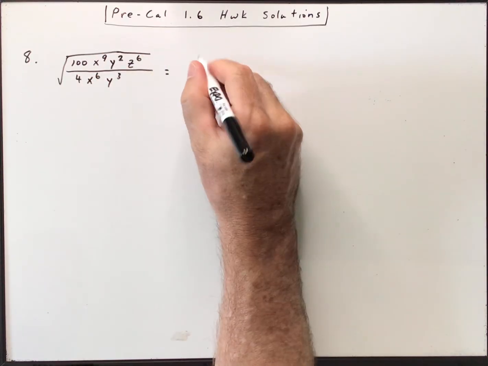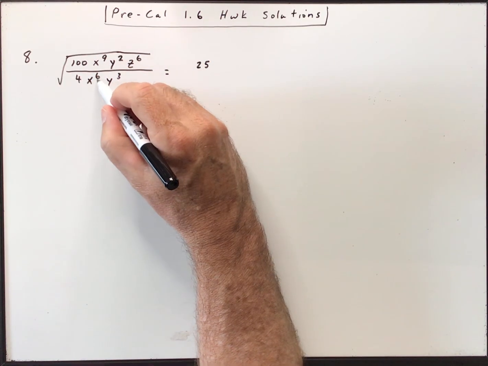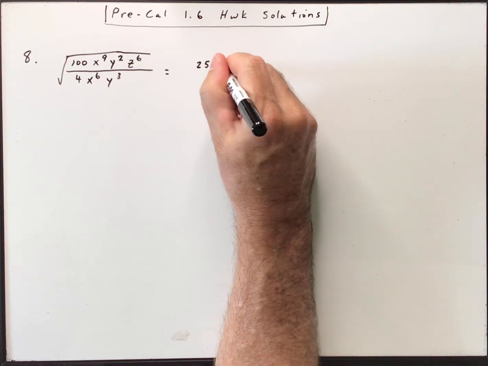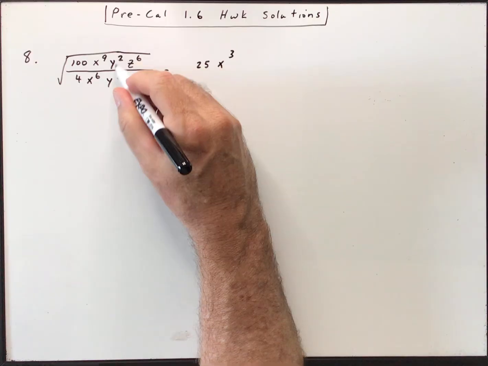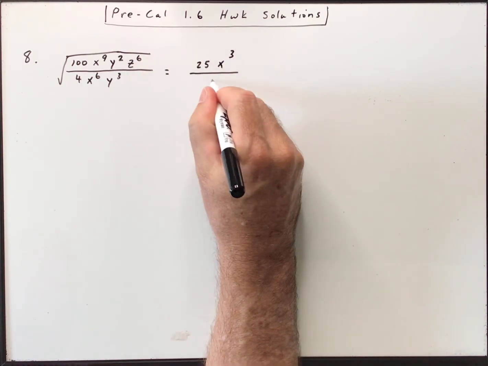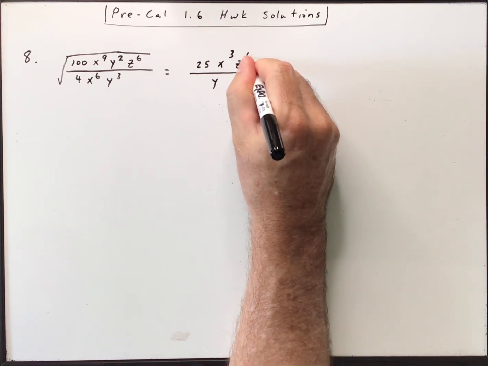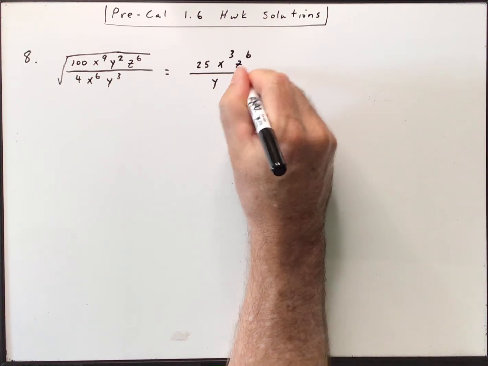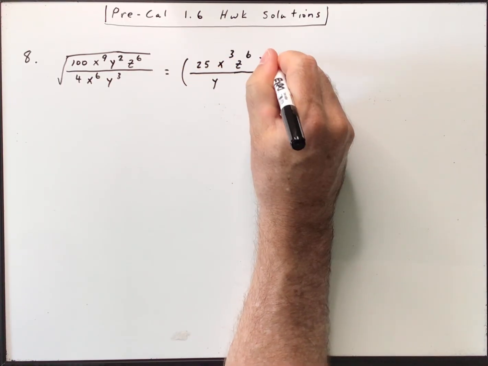So 100 over 4 is 25. X to the 9th over x to the 6th, 9 minus 6 would leave x cubed on top. Y squared over y cubed, 3 minus 2 leaves a y to the 1st power, or just a y on bottom. And then we have z to the 6th on top. Don't forget, you simplified it, but now we raise it to the 1/2 power.